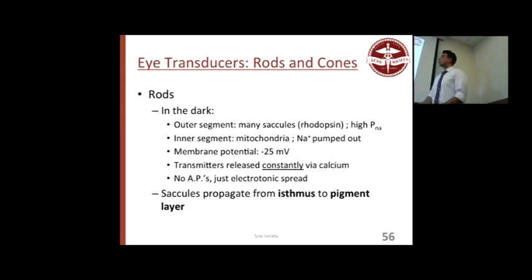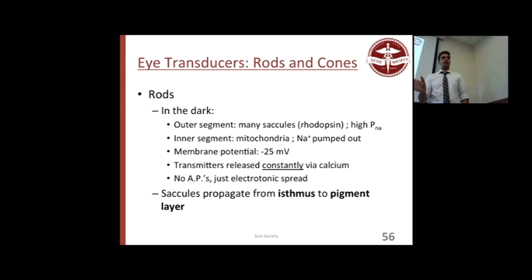Okay. Rods. So eyes. Eyes use two things, rods and cones. Rods are the ones we're going to mostly talk about. Cones are the smaller versions of rods and do color. So rods are going to be the light and dark. In the dark, you have a baseline. That's the important thing. They kind of work opposite of what you think.